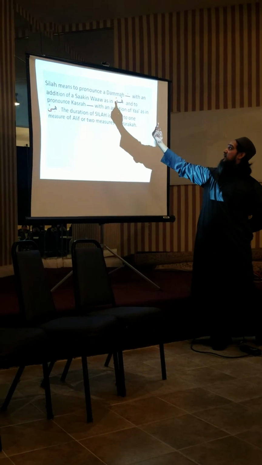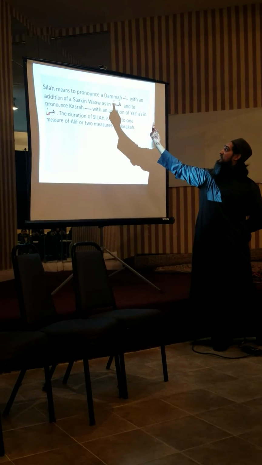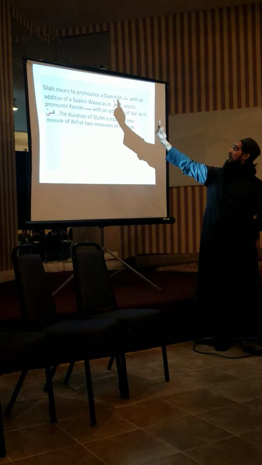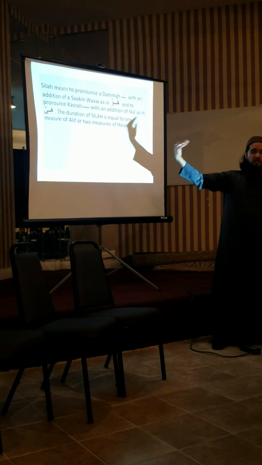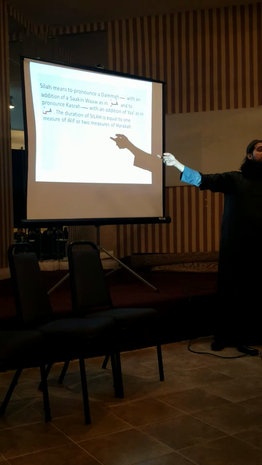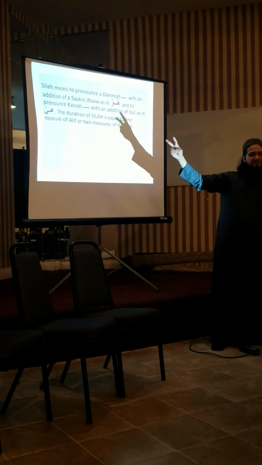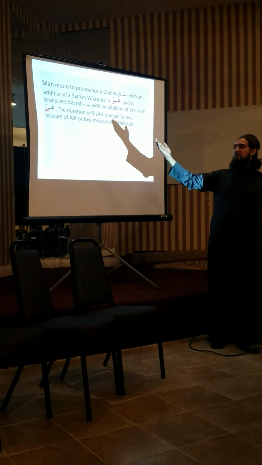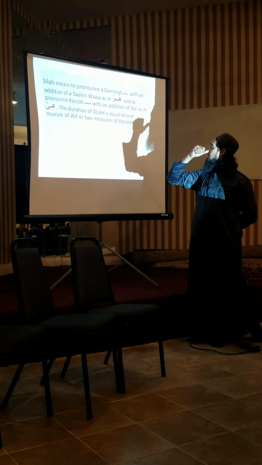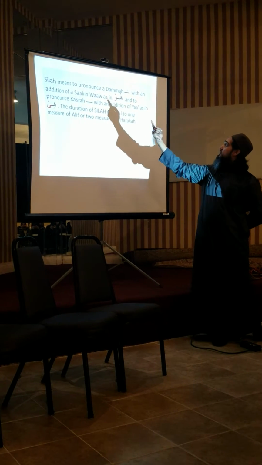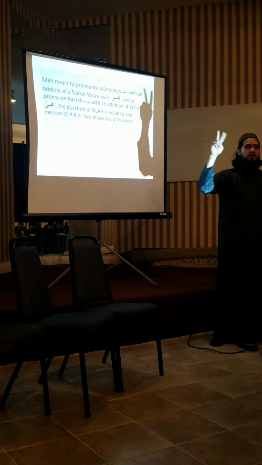You'll have an upside down dhamma, an inverted dhamma, and that's going to replace this waw sakin and the dhamma to emphasize the stretch as well as the presence of an invisible waw sakin. Invisible. So there are two different types of conditions.